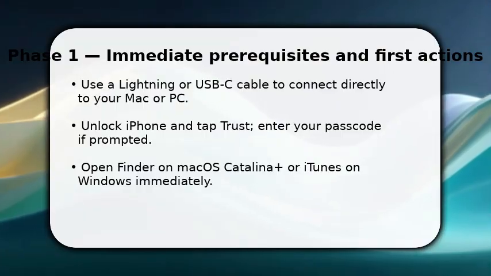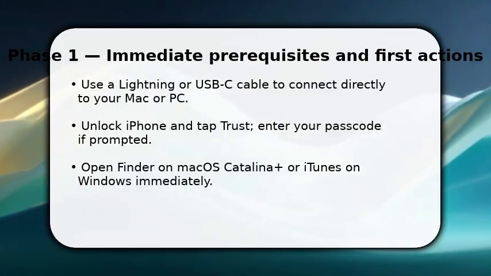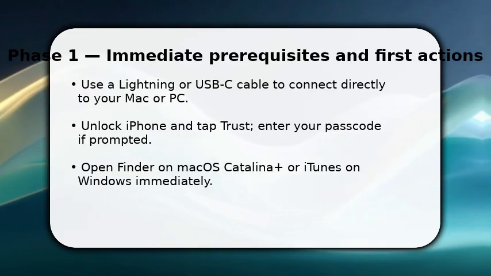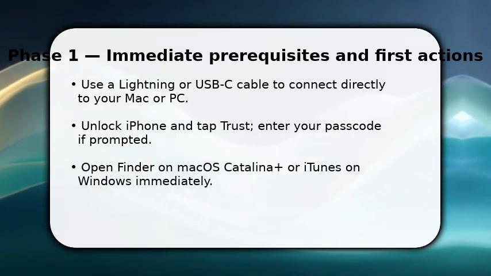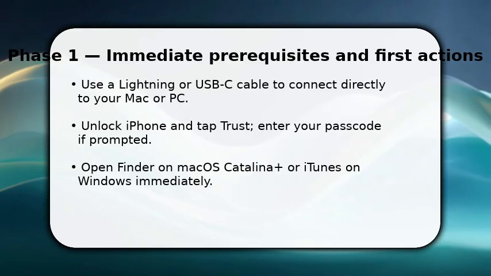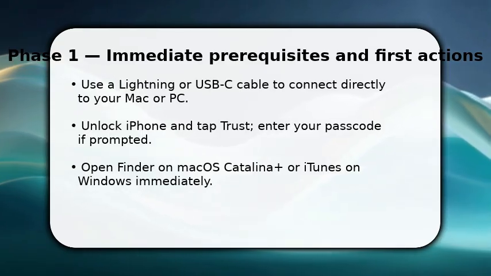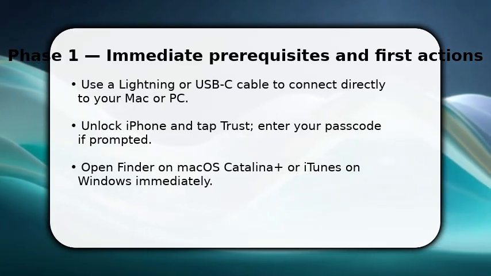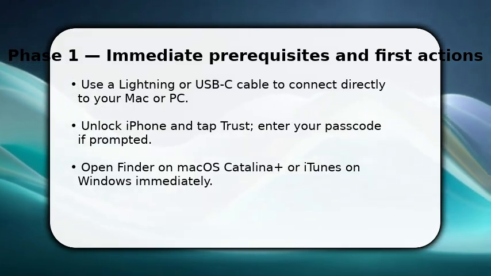You're starting by making a direct connection, so plug the iPhone into your computer and unlock the device. You must tap Trust on the iPhone and enter the passcode. Otherwise, the computer can't access files. Once done, open Finder on macOS Catalina or later, or launch iTunes on Windows. Make sure the device appears in the sidebar.